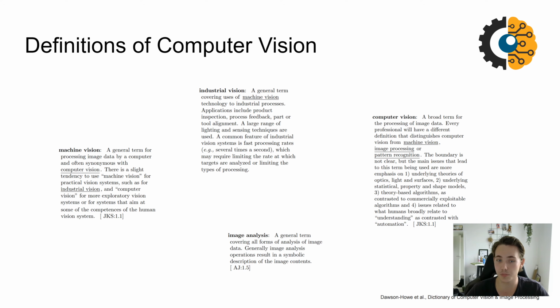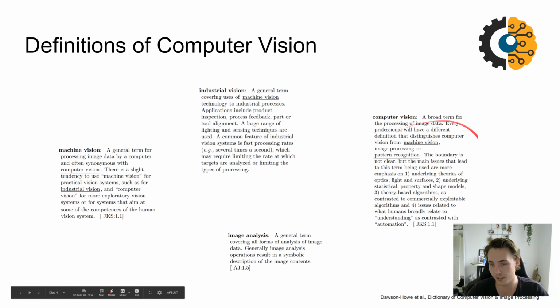So we can, for example, have computer vision that is checking if there is any fault or error on some kind of product going through a factory and stuff like that. And then we can also have the normal computer vision, where it's a broader term, more like processing of image data, which it says here.